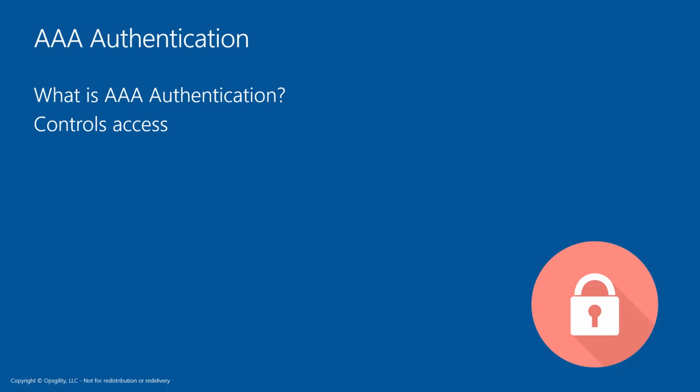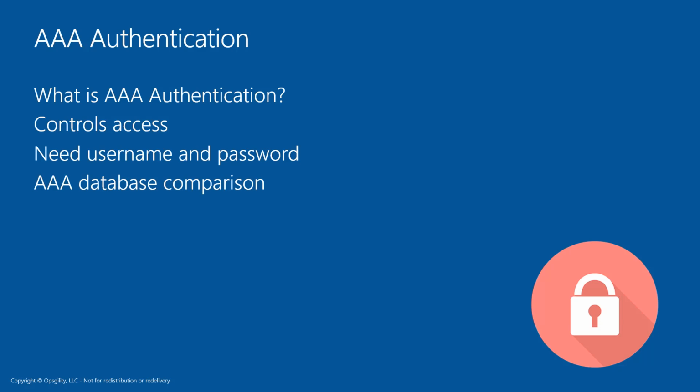The first process is called authentication, and it provides a way of identifying the user. So when you enter a username and password to log into your computer, you're actually authenticating using that username and password. A AAA server compares the user's authentication credentials with other user credentials stored in that AAA database. Now, if they match, the user is granted access.